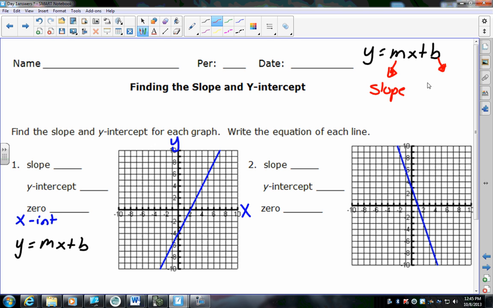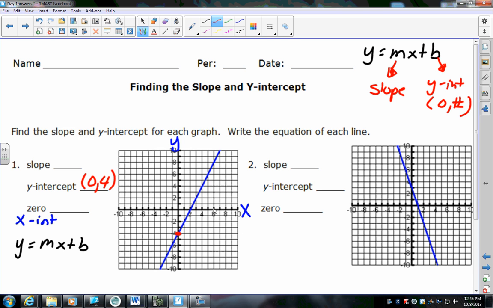Those are the important things that you need to find to write your equation. The y-intercepts are always 0 and some number. So first off, the easiest things to find on your graph normally are your y-intercepts and your zeros. My y-intercept, I go to my y-axis and I find the point right here. It says 0, 4. So my y-intercept is 0, 4.